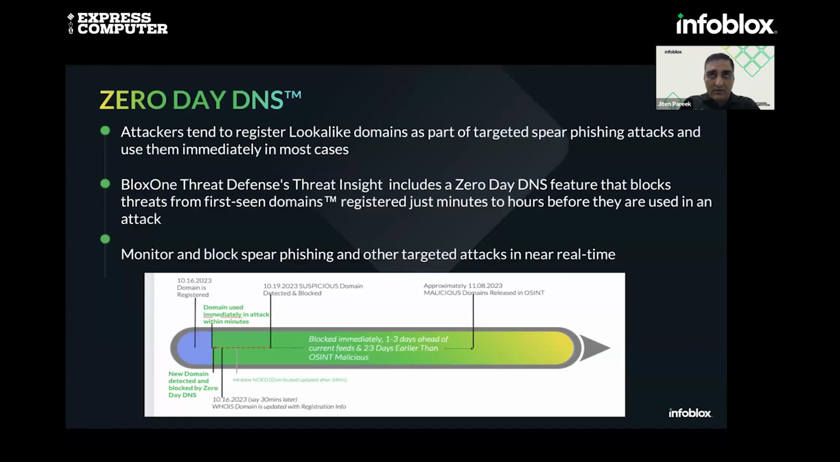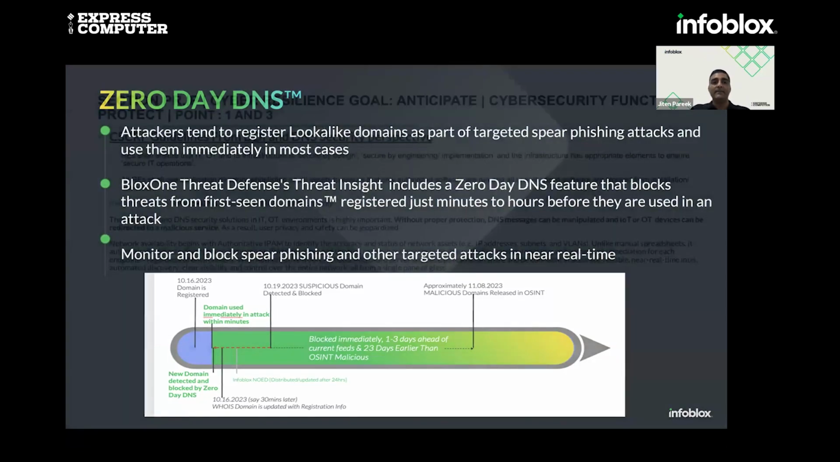Again, those zero days, which will help you in protecting from the new domains, lookalike domains. Okay, threat insight will help improve your zero trust architecture that blocks threats from the first seen domains within minutes to hours before use. So you can understand, reducing from 197 days to within minutes and hours is far better. It will provide entire visibility and block spear phishing and other targeted attacks. This is what DNS security can do to adhere to the cyber security and cyber risk guidelines.